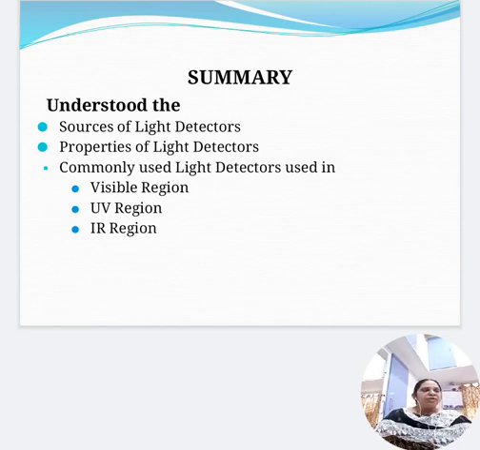When we come to the case of photo emissive tubes, they are nothing but vacuum emissive tubes, or a simple photo cathode and anode combination.